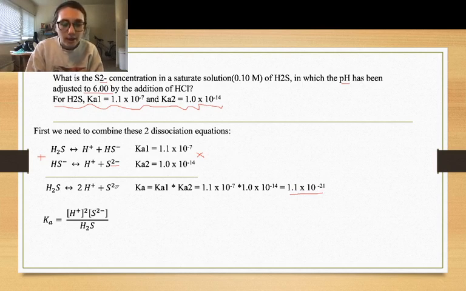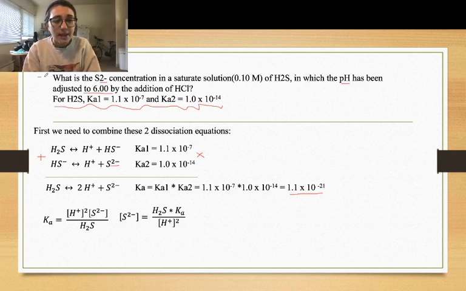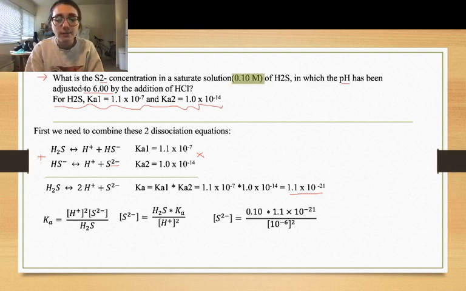Again, we got products over reactants, good to see. Don't forget that 2 squared. And then I rearrange this to find my concentration of S2 minus. So I'm going to plug in, emphasis, again, that's what we're looking for, S2 minus concentration, and I plug in my numbers.